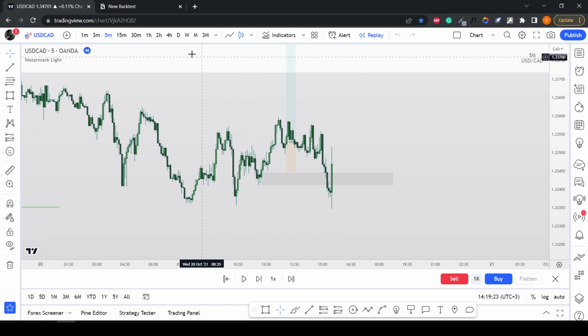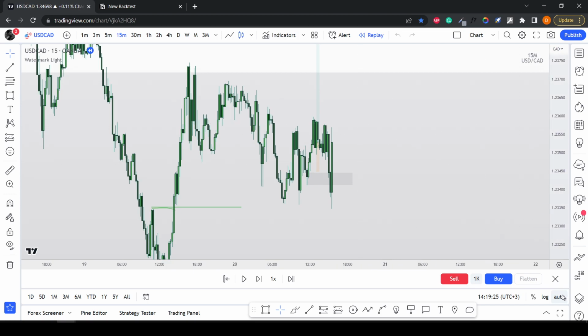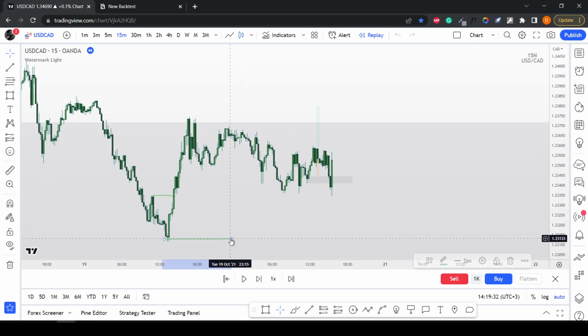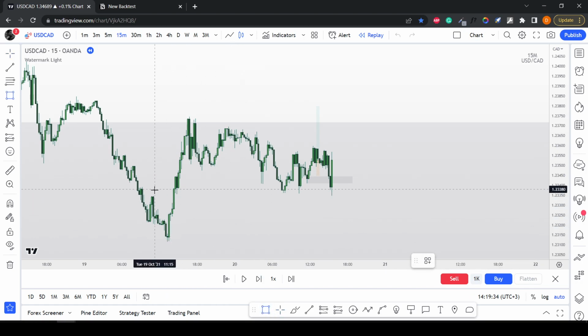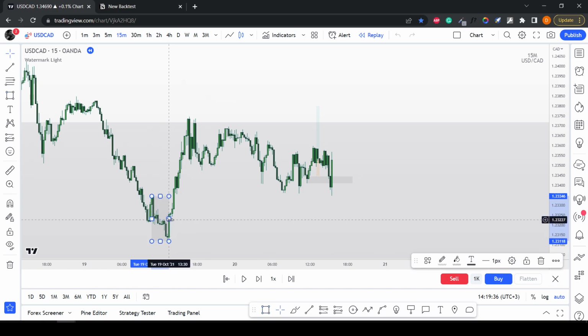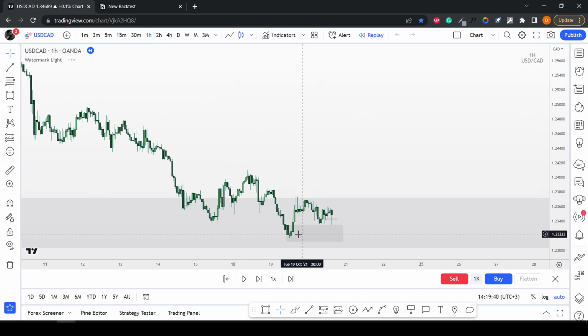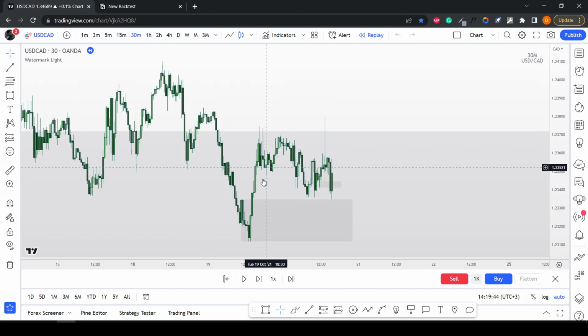Interesting, really interesting. So let's check on 15 minutes. So we are mitigating this, from not yet mitigating, but overall holding this up push that we discussed.